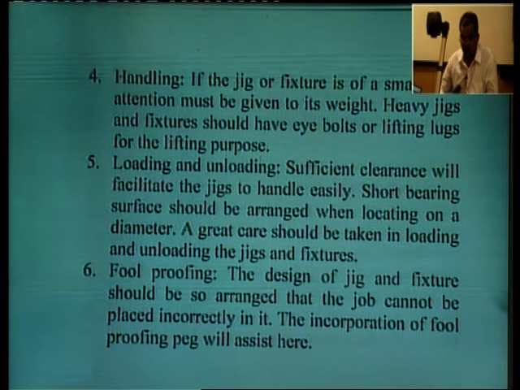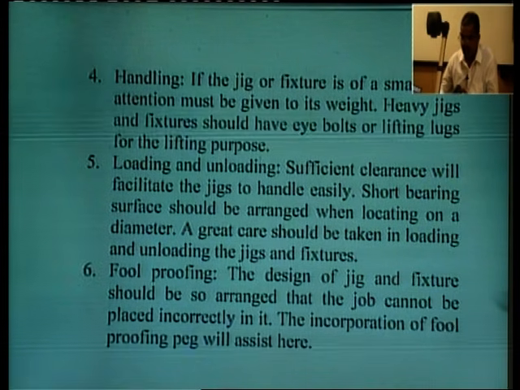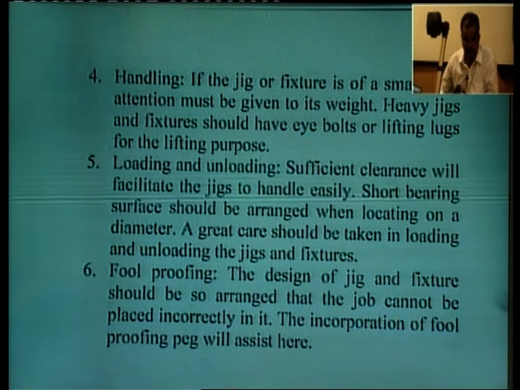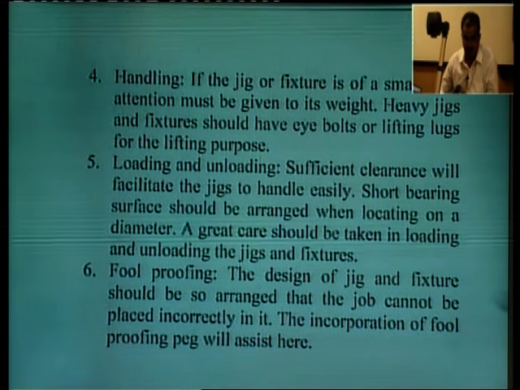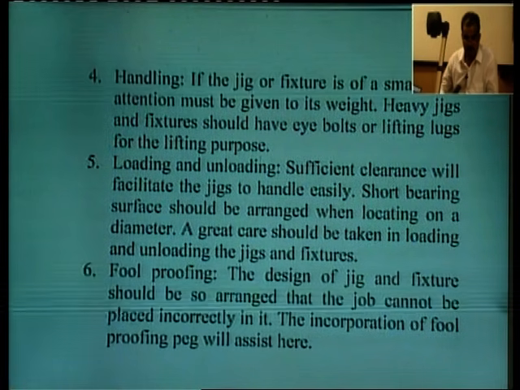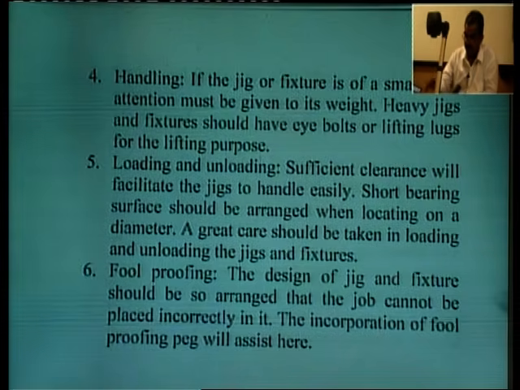This is what foolproofing means: the design of the jig and fixture should be such that the job cannot be placed incorrectly in it. This system is called foolproofing, and the incorporation of a foolproofing peg will assist here.